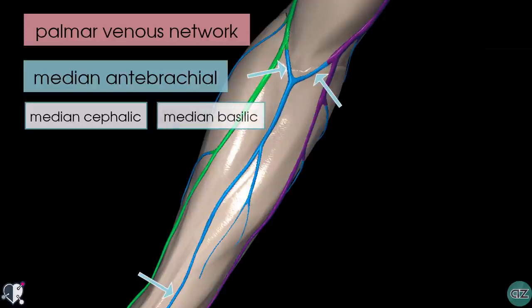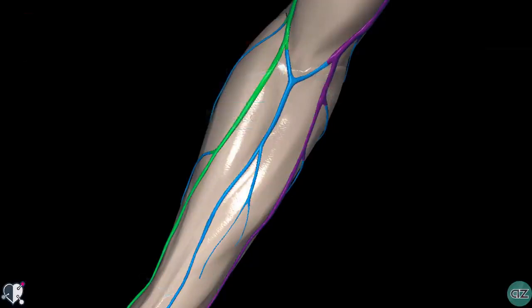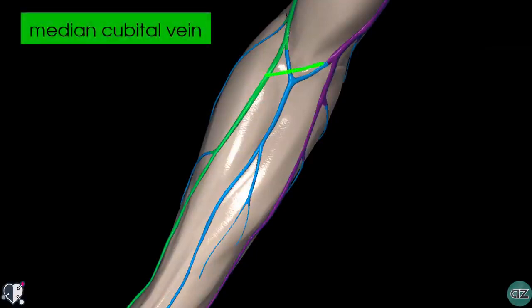Another common configuration at the antecubital fossa, where the cephalic vein drains into the basilic vein directly, is via this vein known as the median cubital vein, and this joins the cephalic vein to the basilic vein directly. In this case, the median antebrachial vein may take a different course, so it might drain into the basilic vein rather than forming these two veins, the median cephalic and the median basilic veins.